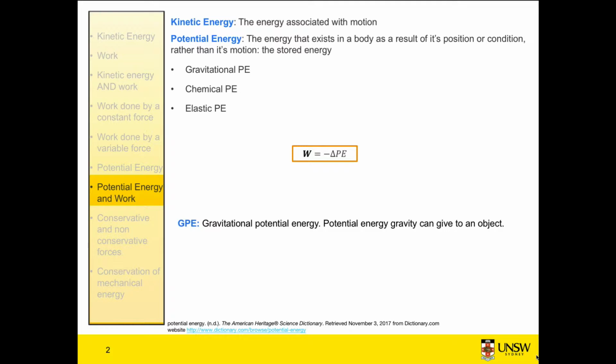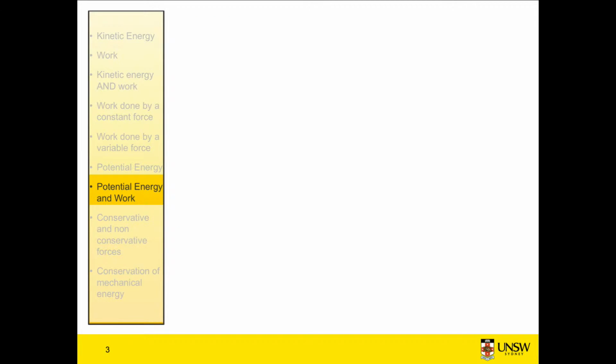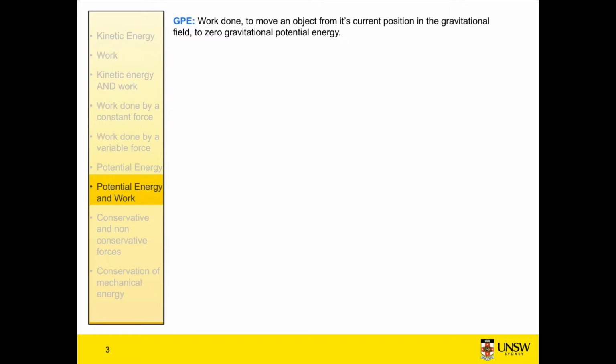The general definition of gravitational potential energy should come as no surprise. In order to be able to derive the gravitational potential energy, we need a definition that we can use to convert into a mathematical equation. So we need a slightly more specific definition. For that purpose, gravitational potential energy is defined as the work done, or the work required, to move an object from its current position in the gravitational field to a position where there's zero gravitational potential energy.